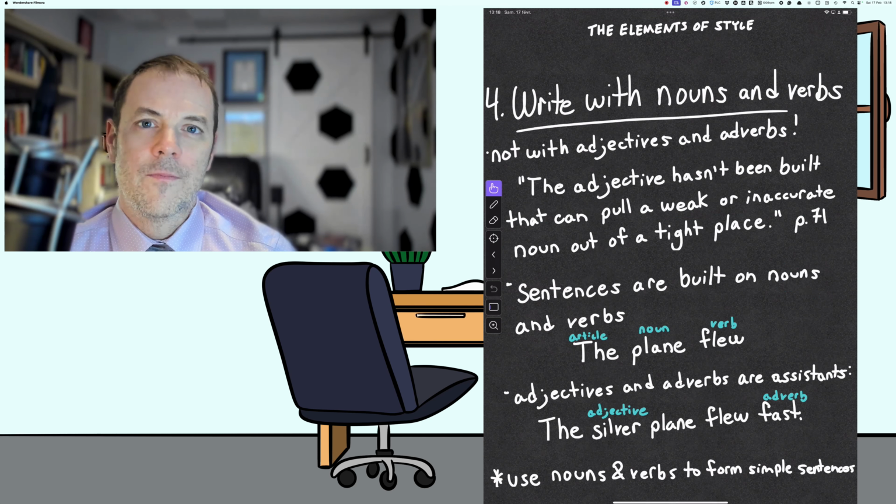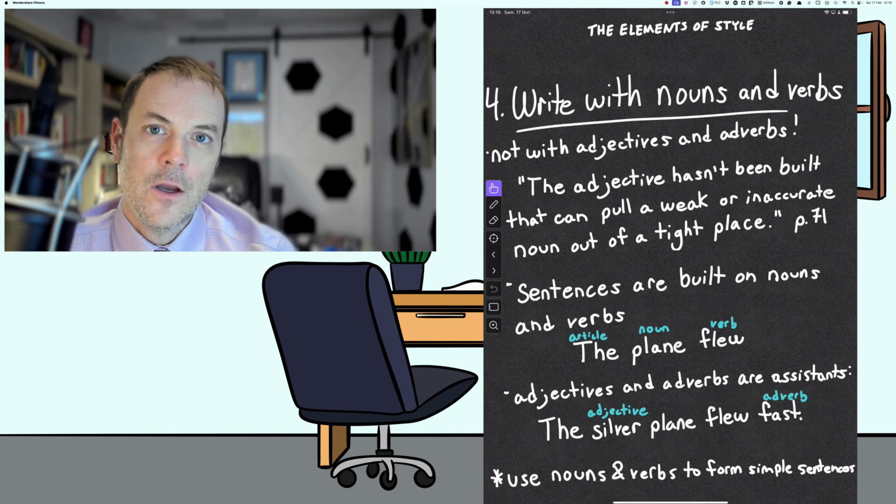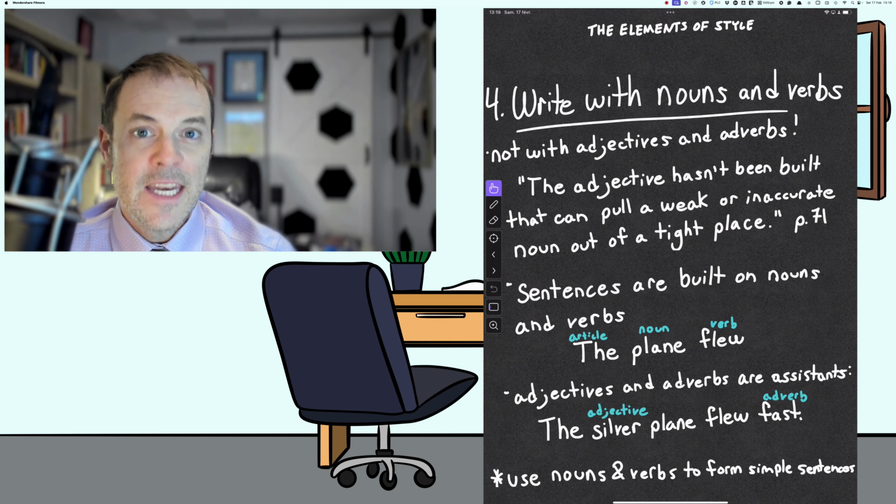So start. Write with nouns and verbs. This might seem odd, but a lot of writers, when they're trying to develop their voice, try to find clever ways to use adjectives and adverbs. And of course, these are parts of speech, adjectives and adverbs. However, they're not as important as nouns and verbs. Those parts of speech form ideas. For example, a simple idea: the plane flew. Article, noun, verb. Now, if I want to add a little layer of description to that, I can say the silver plane flew fast.